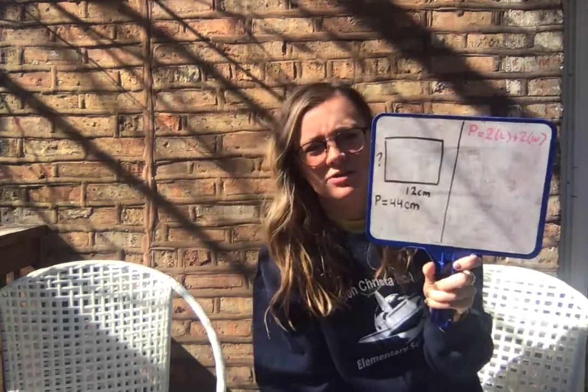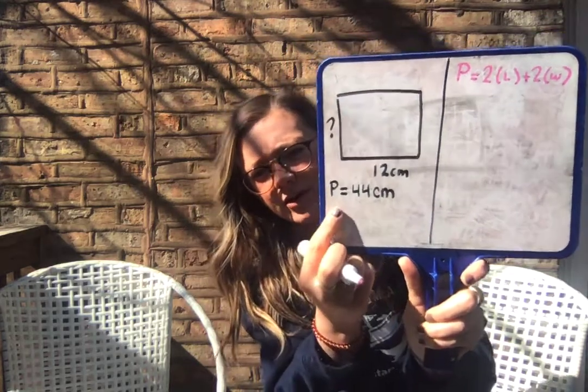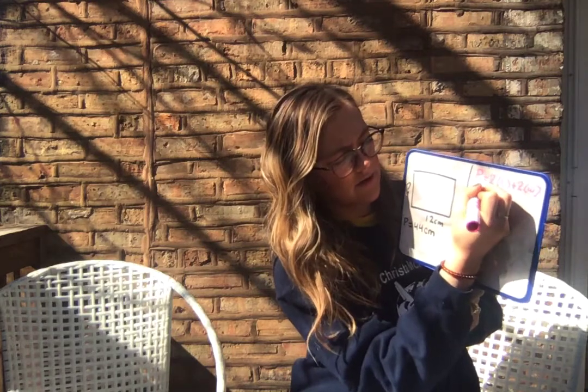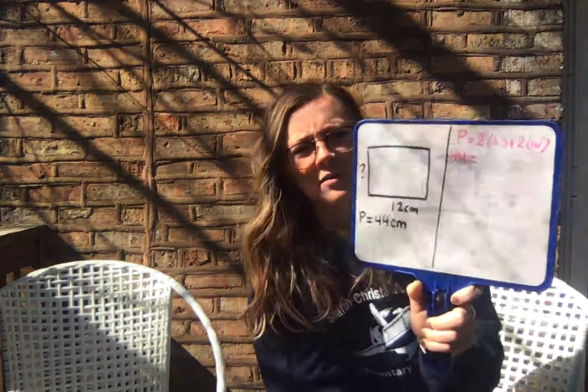So now I'm going to fill in the information that I have. Do I have perimeter? Yes, I have perimeter. It is 44. So instead of writing P, I'm going to put 44. Then I'm going to continue writing what was up there.